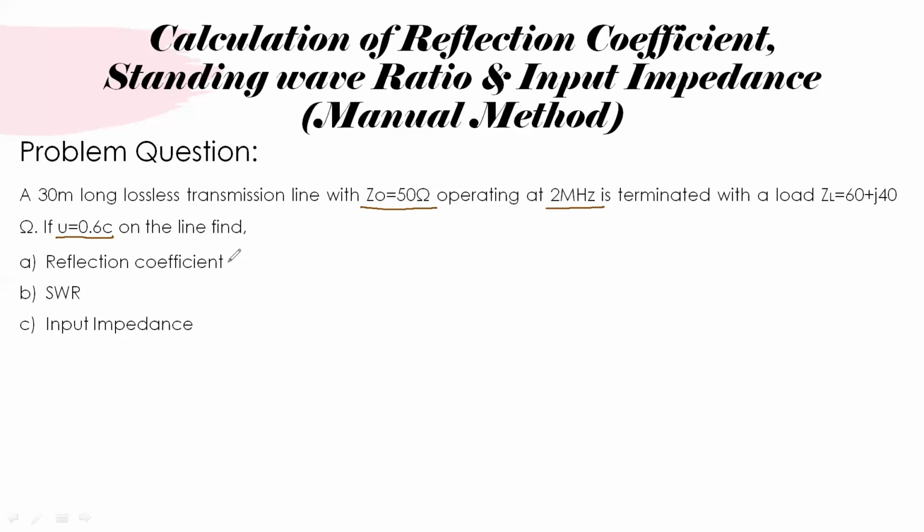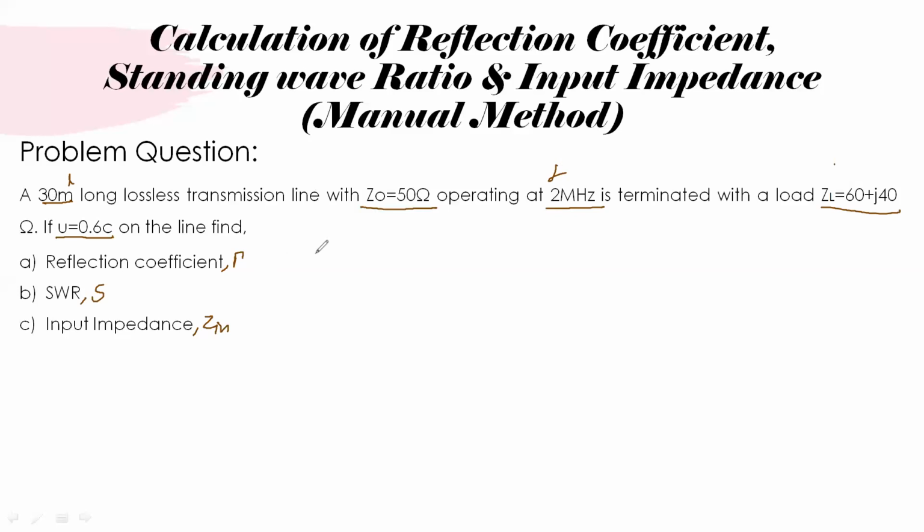The values we need to find are the reflection coefficient gamma, the SWR value S, and the input impedance Zin. We need to identify these values using the manual method. Let us see how the manual method works before going to the Smith chart method. In the manual method, the given values are the characteristic impedance Z0, the length L, the frequency F, the load impedance ZL, and the velocity. We need to identify the values one by one.